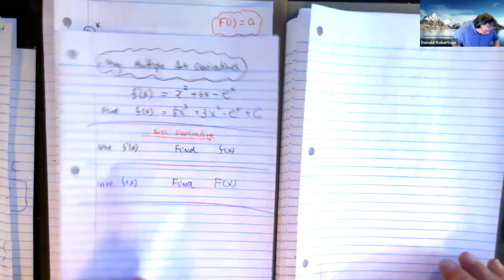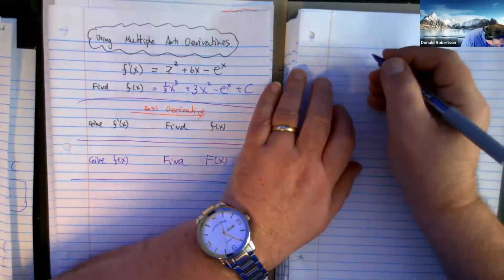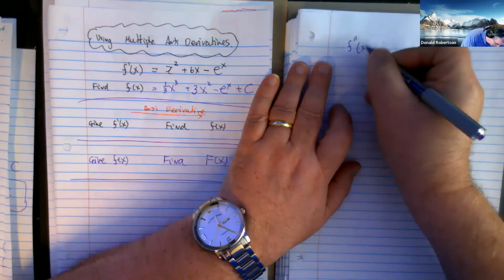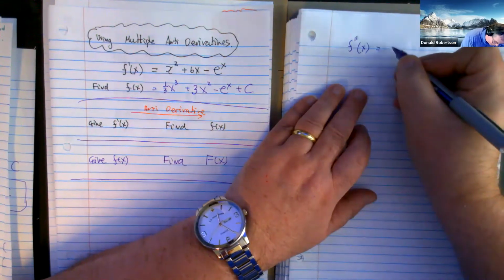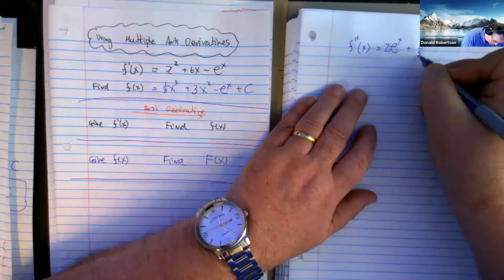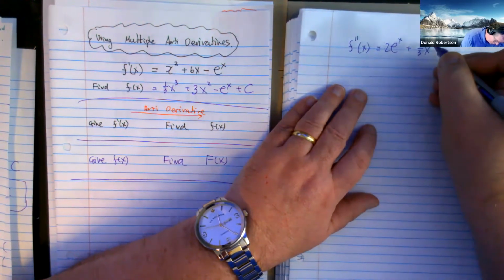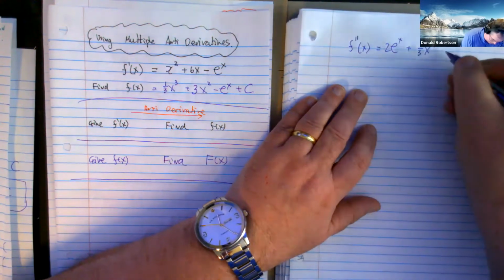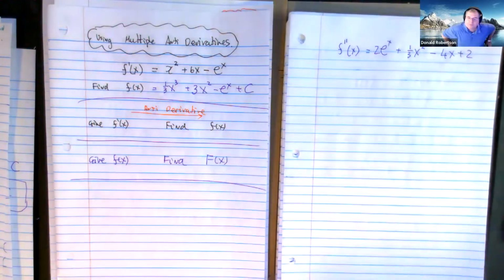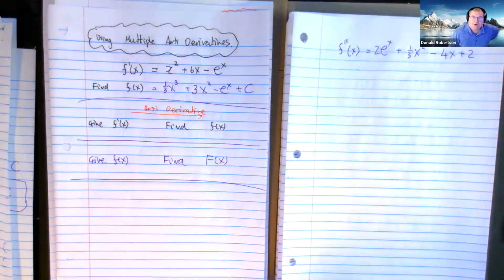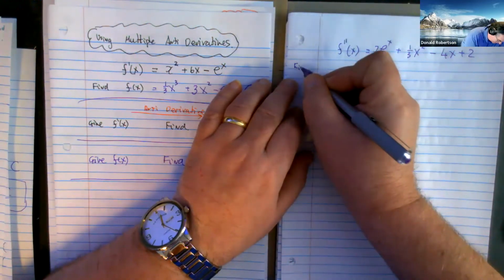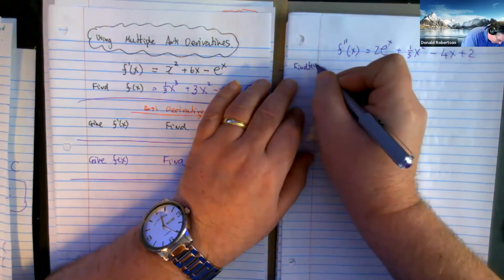So what would a multiple derivative look like? Well, suppose I told you that the second derivative of a function was 2e to the x plus 1/3 x squared take away 4x plus 2. There, good example. And you're being asked to find the original f of x.